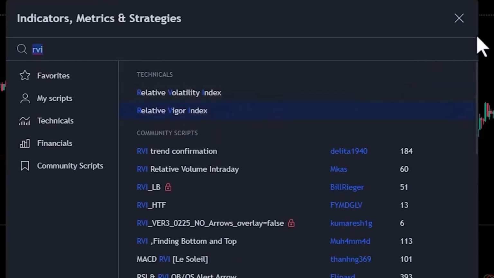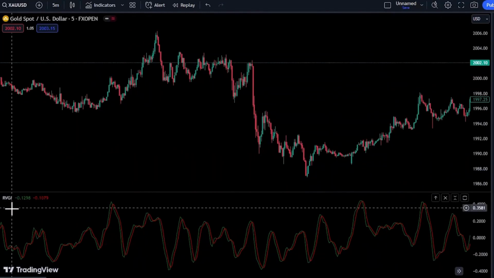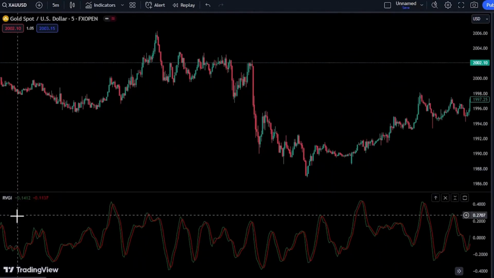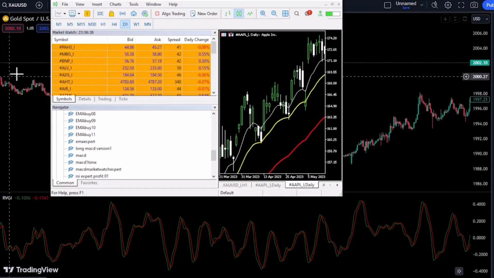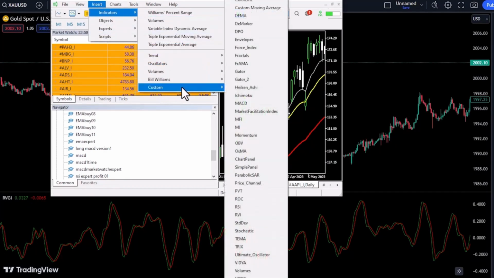When we add this to the chart in TradingView, the indicator appears under the name RVGI. And we use this to be able to use RVI in MetaTrader. Go to the Insert, Indicators, Custom section, and it will appear in the section.